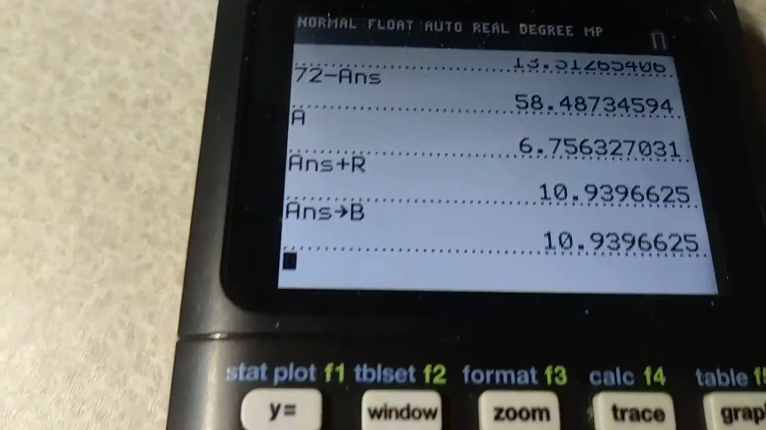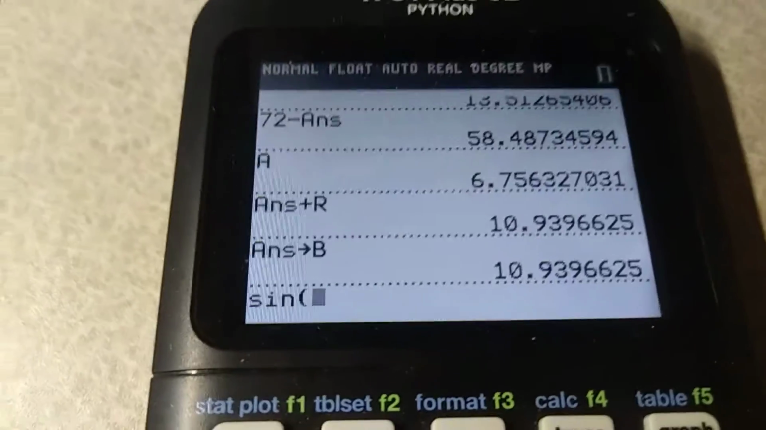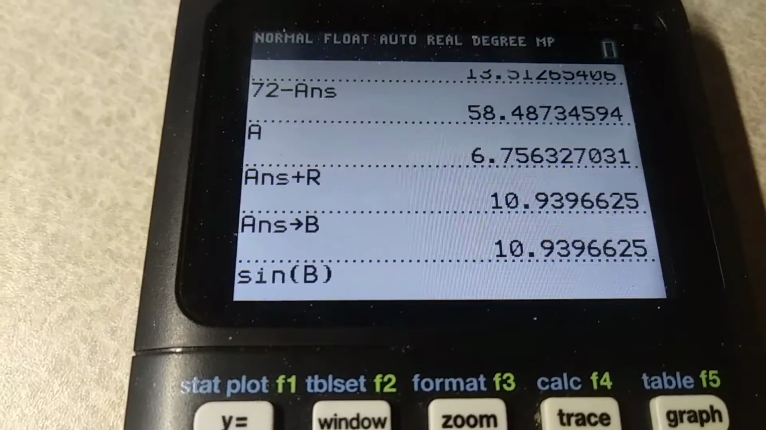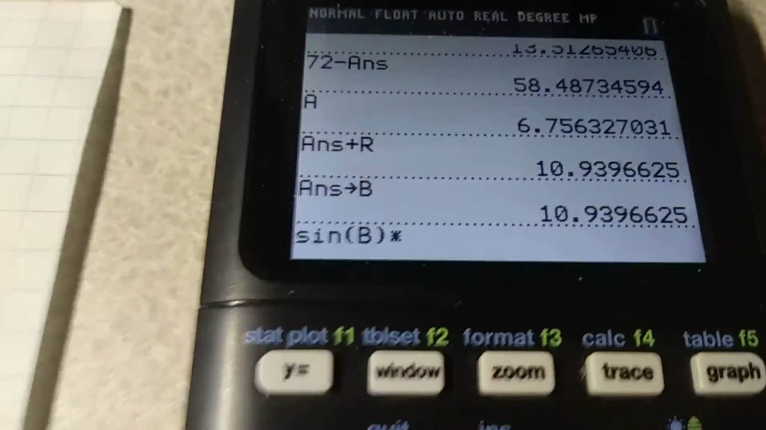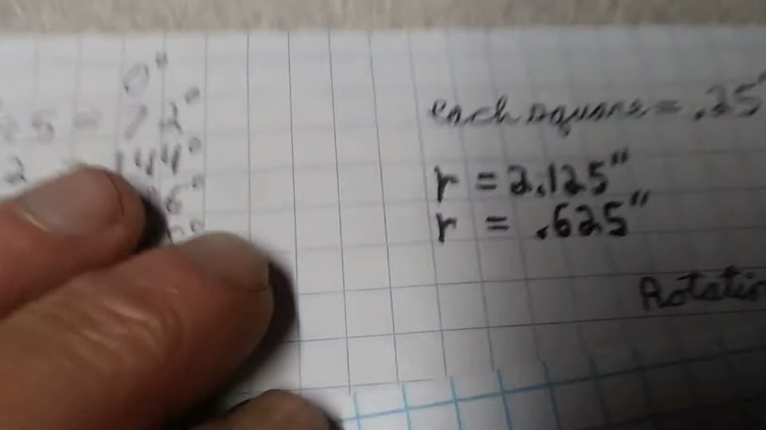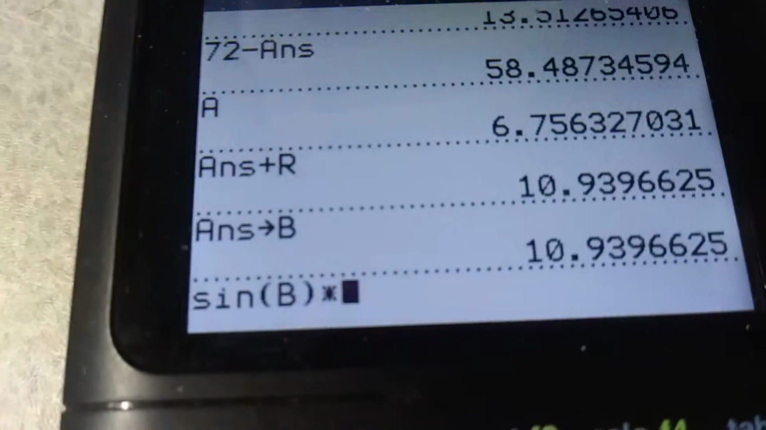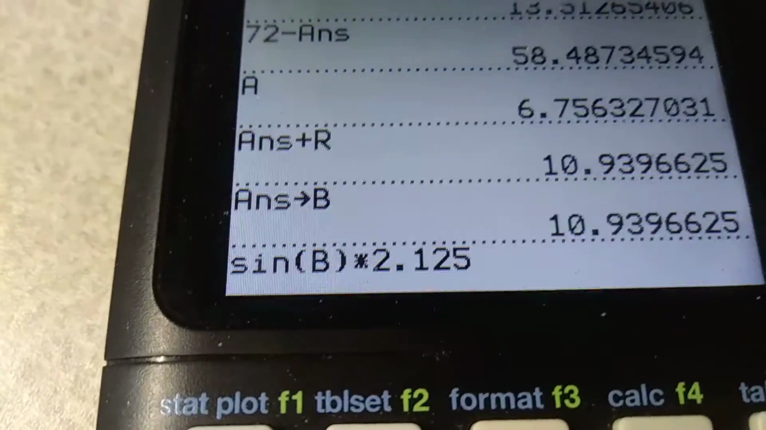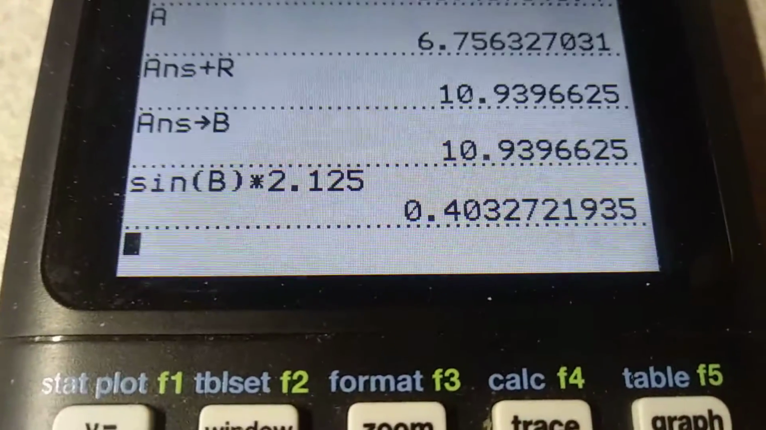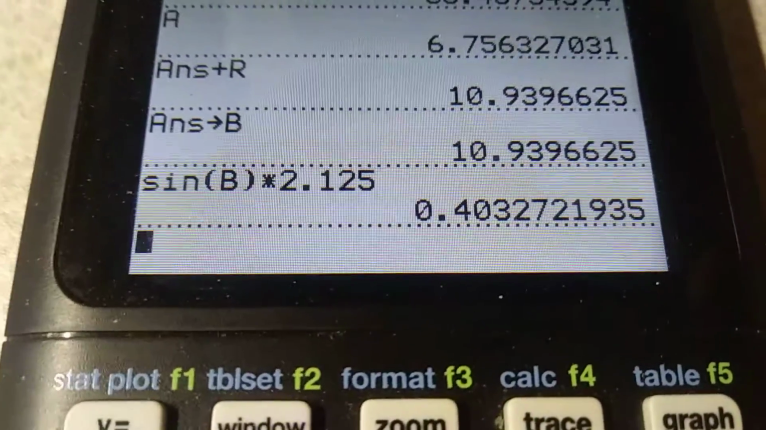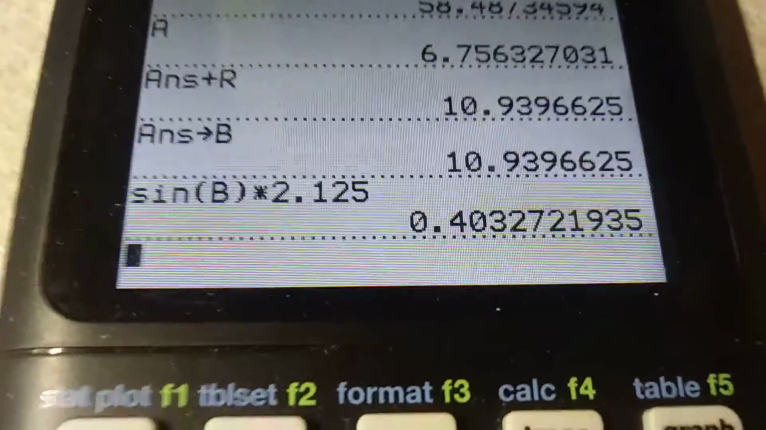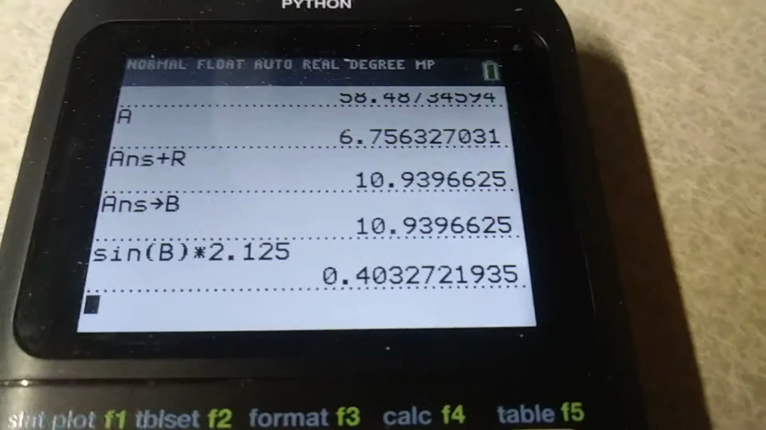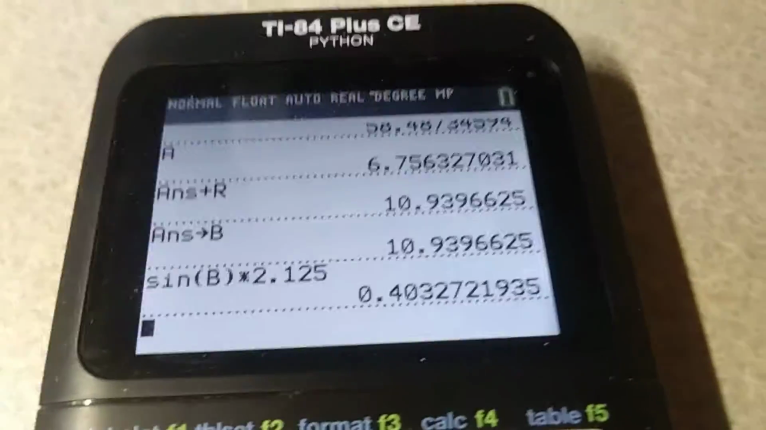Okay, now we take the sine of B and multiply that by the radius, which was right there, 2.125. And we get 0.403. Now this is a number you'd write down, and we don't have to write the whole number down anymore, because this is actually where you're going to go to on your mill, on your digital readout or your dials.